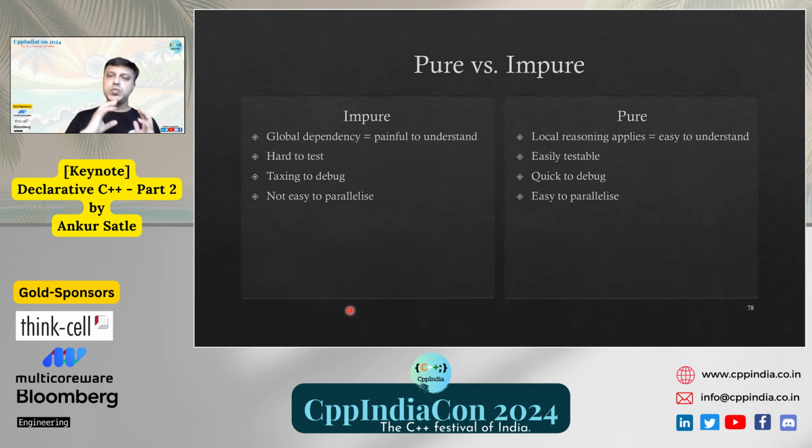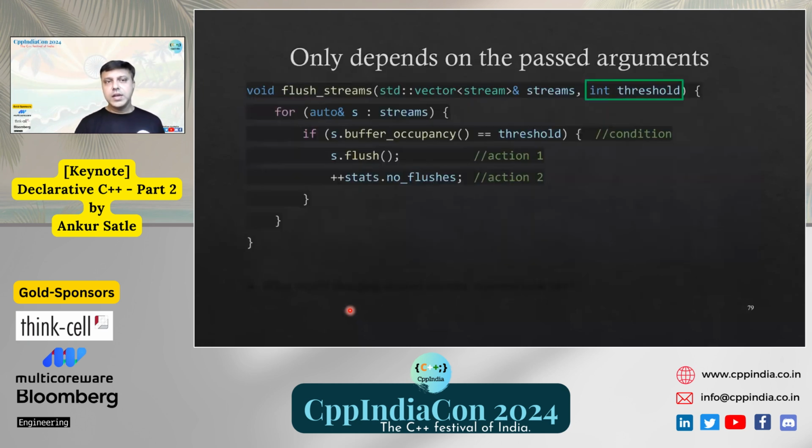If you just give this work to this thread or this function, this job, it will do the job and come back. It does not need anything else in the world. Perfect. Good quality to have in a software, right? So how do we remove that? So now this only depends on the passed arguments.